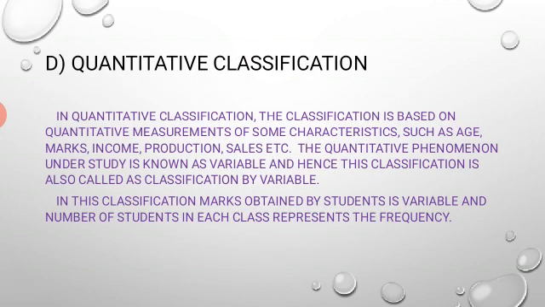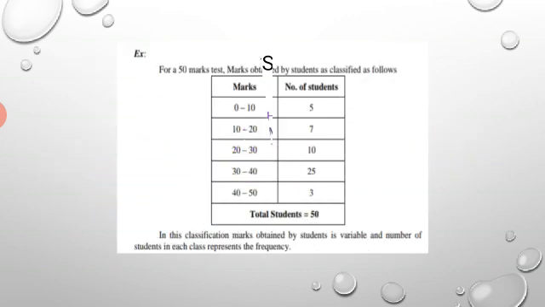Next, the quantitative classification. In quantitative classification, the classification is based on the quantitative measurements of some characteristics such as age, marks, income, production, sales, etc. The quantitative phenomenon under study is known as a variable, and hence this classification is also called classification by variable. In this classification, marks obtained by students is the variable, and the number of students in each class represents the frequency. For example, for a 50-mark test, marks obtained by the students are classified as below. The number of students is represented by frequency, and the marks obtained is represented by the variable.